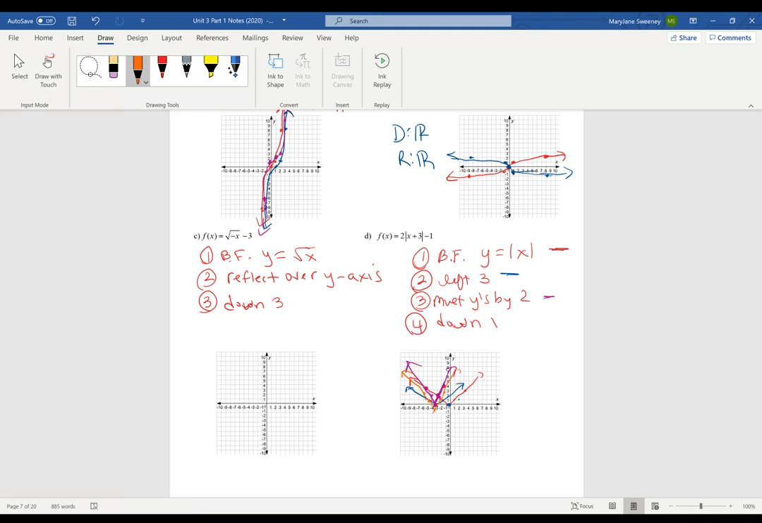Okay, so domain would be all reals. Range is hard bracket -1 to infinity.